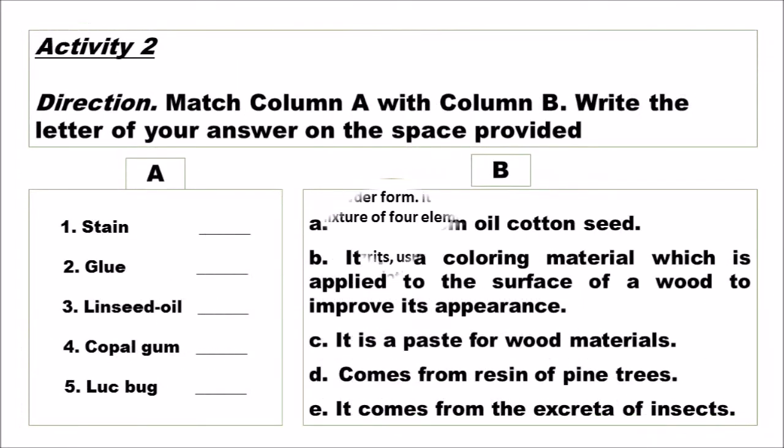And for activity 2 naman po, you are going to match column A with column B. Number 1, stain. Number 2, glue. Number 3, linseed oil. And number 4, copal gum. Number 5, lakbag.